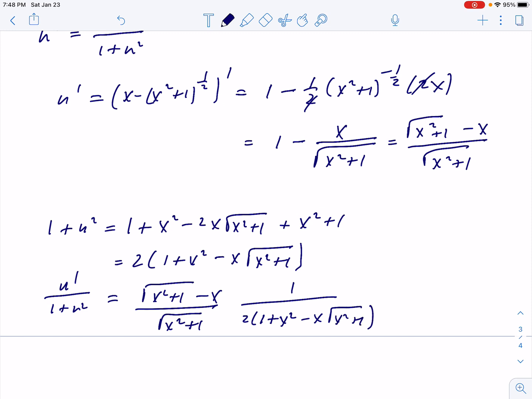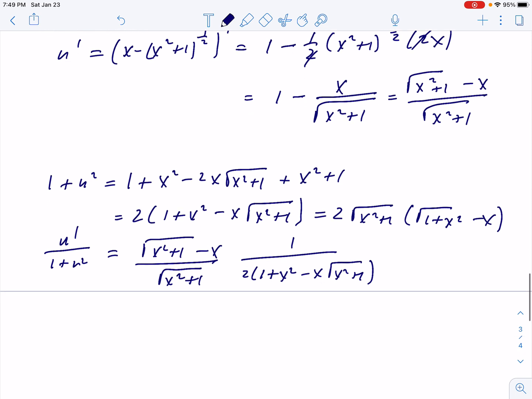By the way, 1 plus u squared we can factor, and this will be very good to factor immediately. We can factor this way. We can pull out the root this way, taking the root outside. In the parentheses, we have root in the place of 1 plus x squared and minus x. After factoring it this way, we see that many good things will happen.